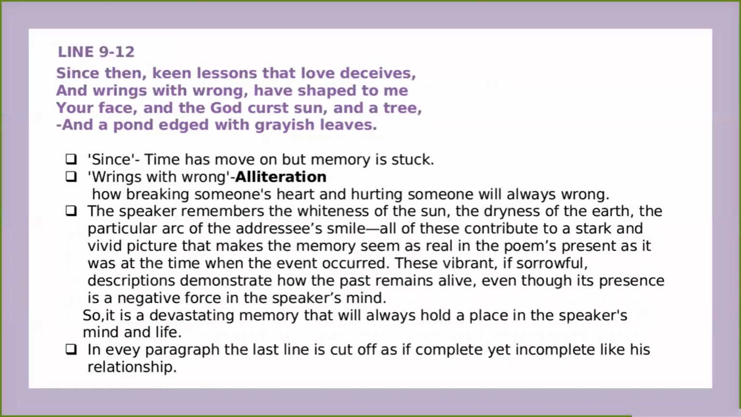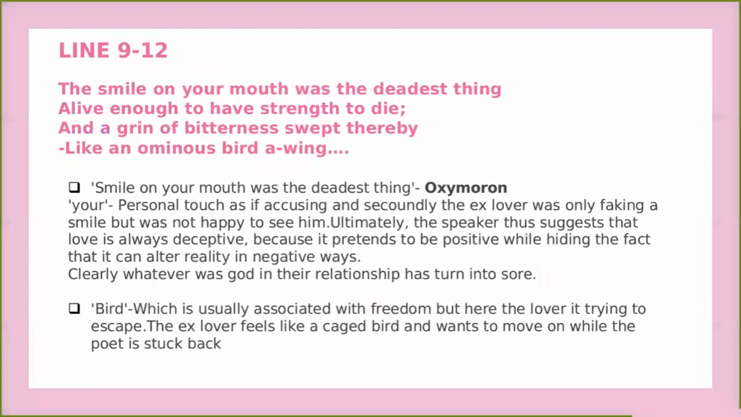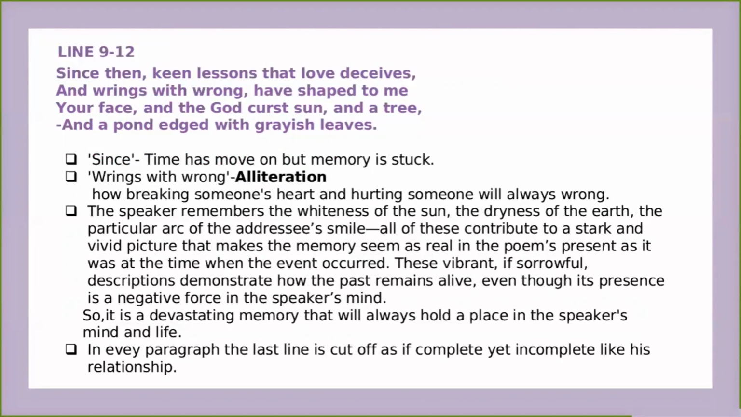So in every paragraph, you can notice that three lines are in continuous form and the last line is cut off, whether in this line or in the next line. In every paragraph, the last line has been cut off, which shows that the poem or the paragraph is complete, yet incomplete, like his relationship, or like he is the one who is only giving everything in the relationship. And the fourth line shows the compulsion, or out of guilt doing a thing which the ex-lover was doing.